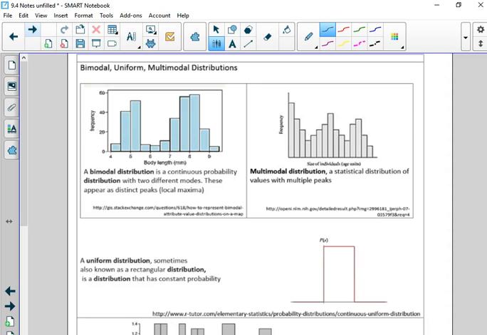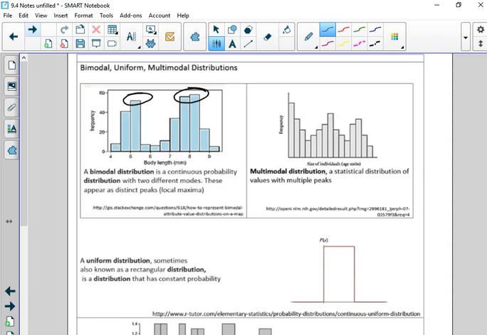Okay, now, we've talked about this before. You can have more than one mode. Okay? So, a bimodal distribution is a continuous probability distribution with two different modes. They appear as two distinct peaks. Okay? Now, they're not exactly the same number, but you basically have up here and up here two high points. That's bimodal. All right.